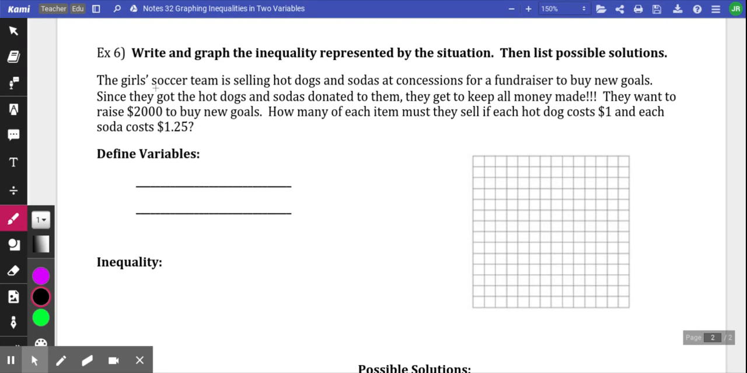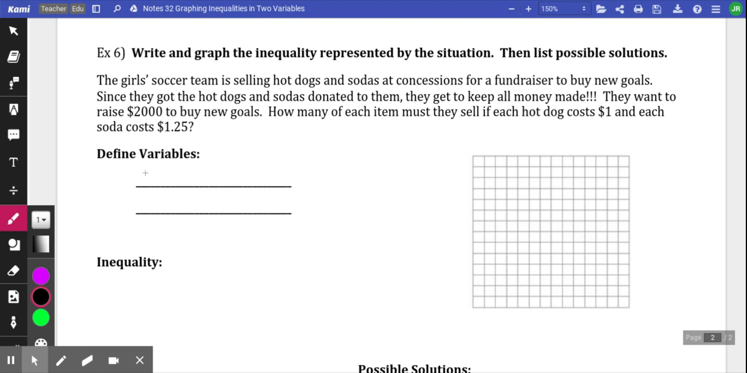All right, so the first thing that you do whenever you are working through a math word problem is read through it and then figure out, what am I ultimately trying to do? What am I trying to answer? What I'm trying to do is figure out how many of each item they must sell in order to reach their goal. So I need to figure out how much they have to sell.